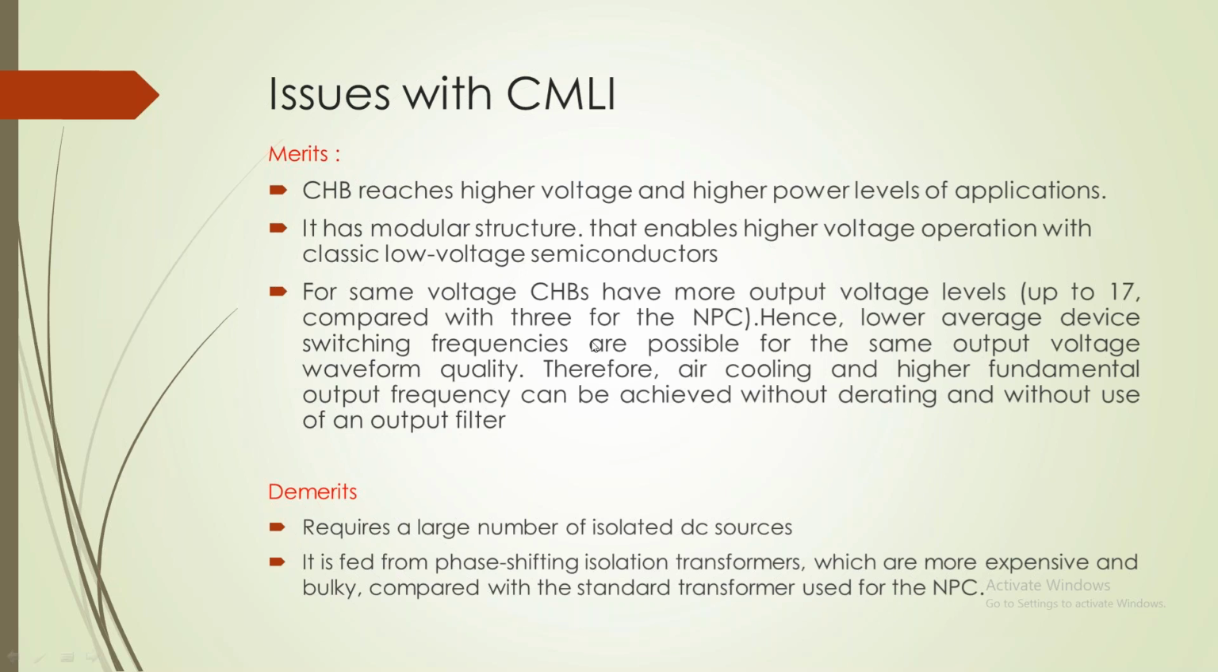So we can operate the switches in the cascaded multilevel inverter at low voltage and at fundamental frequency. Still I am able to produce the higher output voltage because I can go for higher levels, up to 17 levels or even higher. In the neutral point clamp multilevel inverter, I can go only to 3 levels. But at 3 levels, this is very popular in industry.